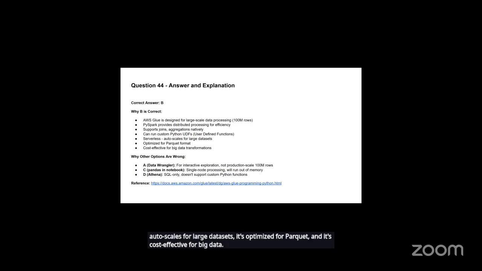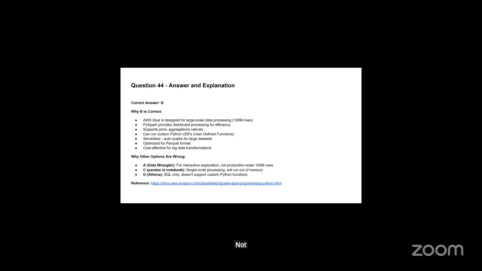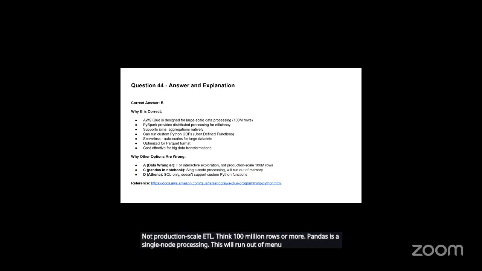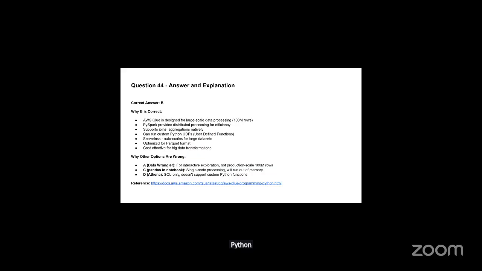Why are the other options wrong? Data Wrangler is for interactive exploration, not production-scale ETL, think 100 million rows or more. Pandas is single-node processing. This will run out of memory, excuse me. And Athena is SQL only. It does not support Python functions.